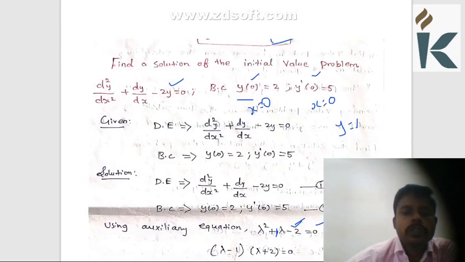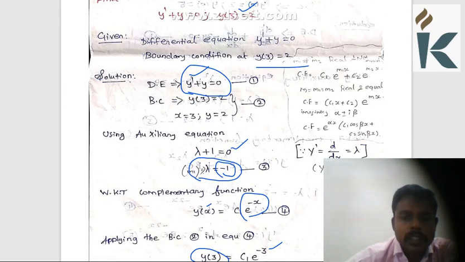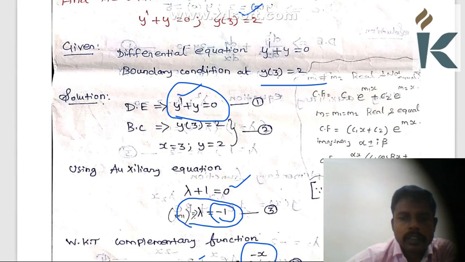So see the complementary functions. When m1 is not equal to m2, the roots are real and not equal. When m1 is equal to m2, the roots are real and equal. And then the imaginary case: for imaginary roots, the complementary function is e power alpha x into c1 cos beta x plus c2 sin beta x.